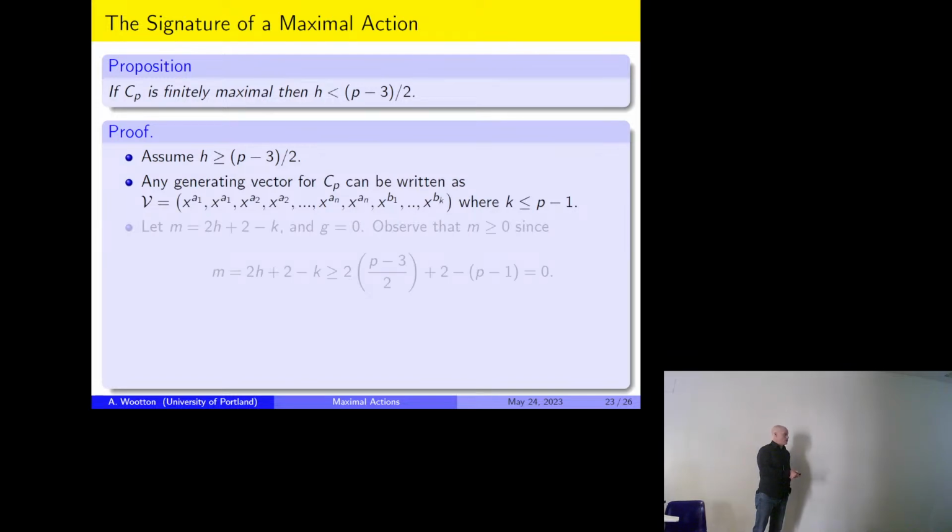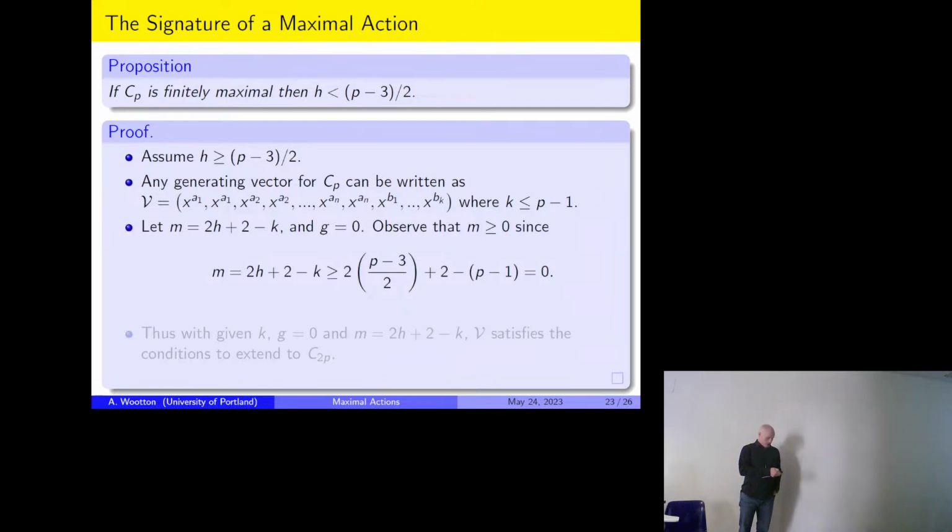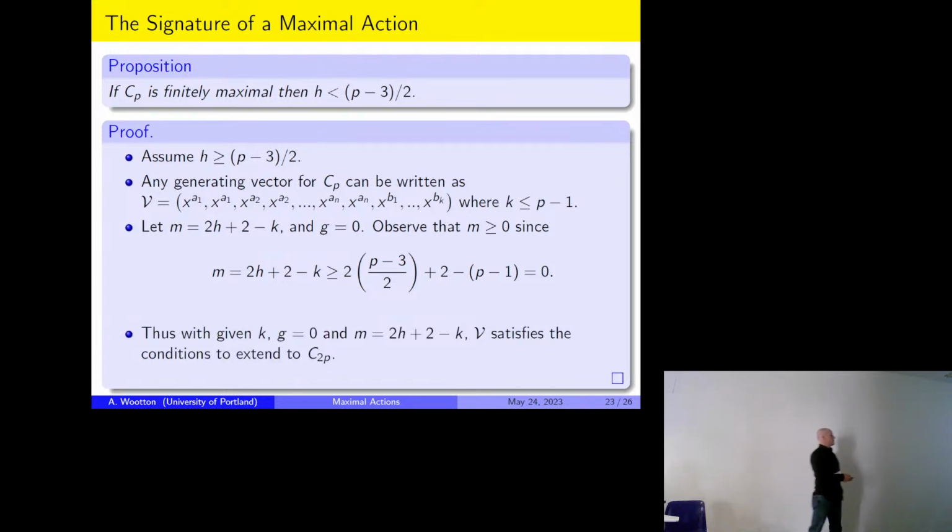So what do I mean by that? Well, a generating vector is simply a bunch of powers of x. I can pair things off and move all of the pairs to the front. And then I'm going to be left with some tail here of individual powers which didn't get paired up. Now, there are only p minus 1 non-trivial powers of x, so the maximum number of things here is always going to be less than p minus 1. And so then I can choose a value of m, choose a value of g to satisfy the Riemann-Hurwitz formula, and this then guarantees extension to C2p.